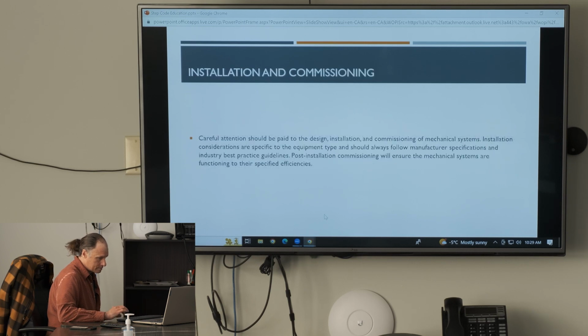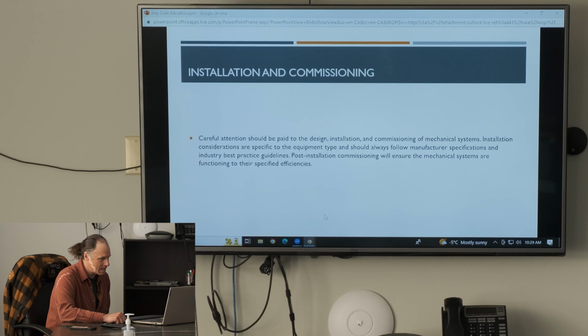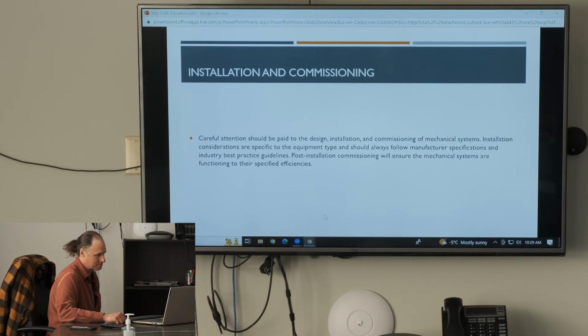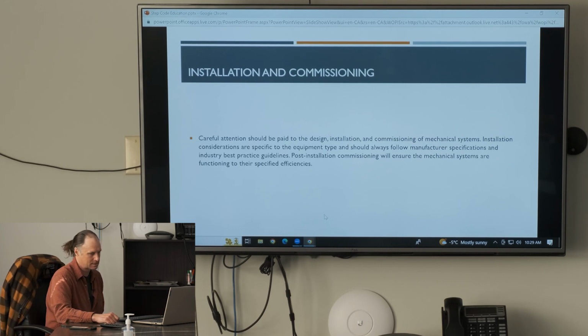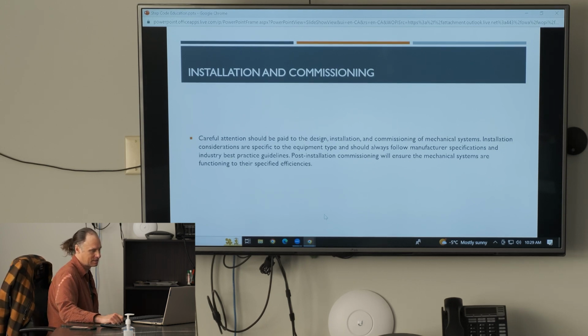So, installation and commissioning. Careful attention should be paid to the design, installation, and commissioning of mechanical systems. Installation considerations are specific to the equipment type and should always follow manufacturer specifications and industry best practice guidelines. Post-installation commissioning will ensure that the mechanical systems are functioning to their specific efficiencies. So, you don't want to oversize or undersize this equipment.